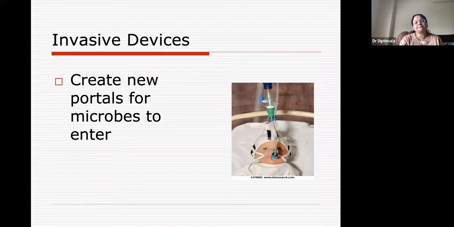Any invasive device inserted into the patient creates a new portal for microbes to enter. So anything put in the body has its pros and cons. Anything you are giving to the patient, be it equipment or drugs, it's our duty daily to rethink and focus on which lines can be removed or which drugs can be stopped.